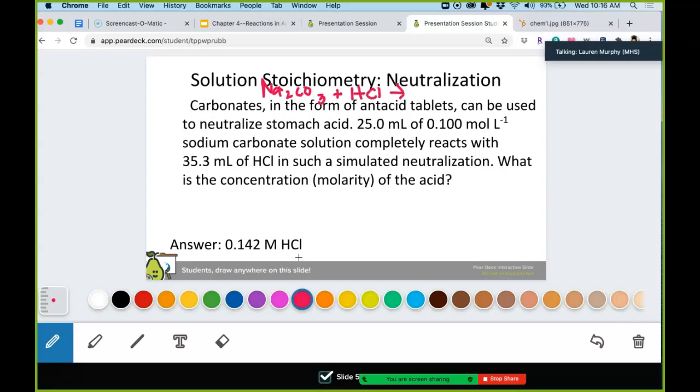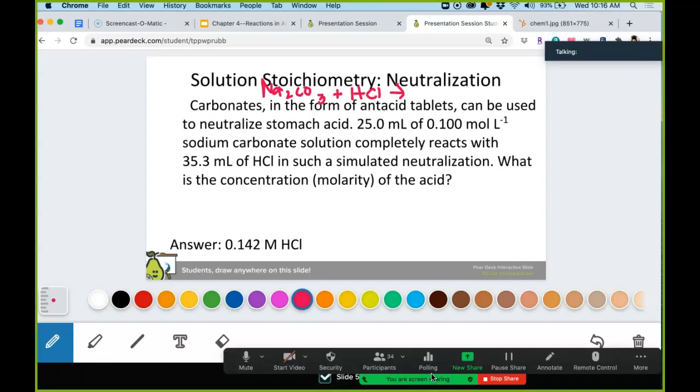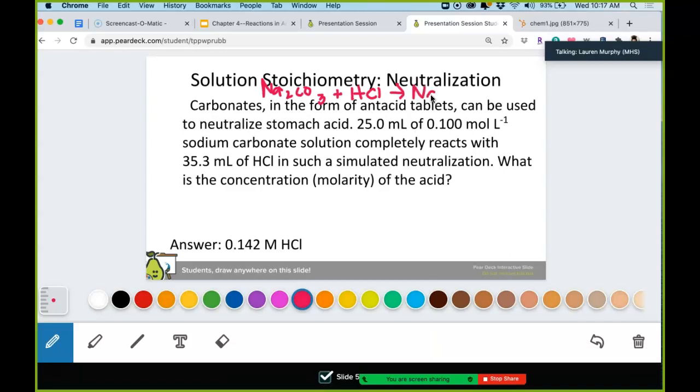How many products do we get? 3. Look, it's a carbonate with acid, remember? So salt, water, and carbon dioxide. So this is my salt, water, carbon dioxide. And I need a 2 here and a 2 here.